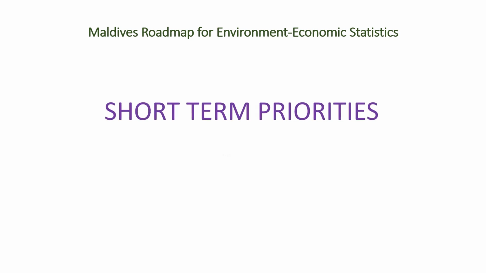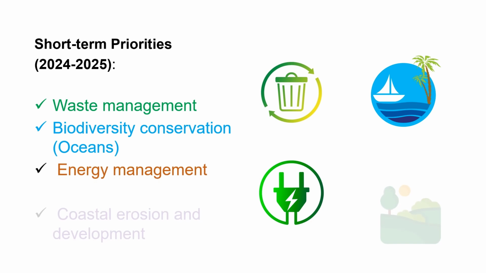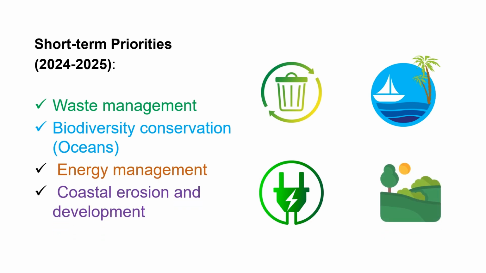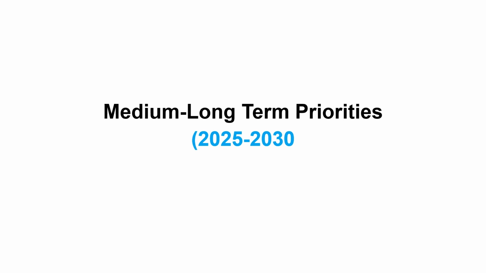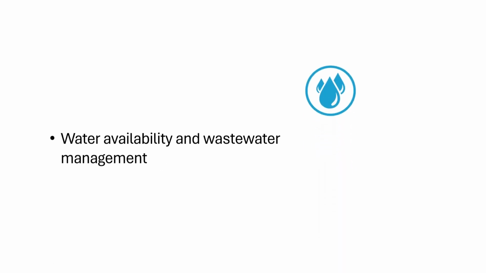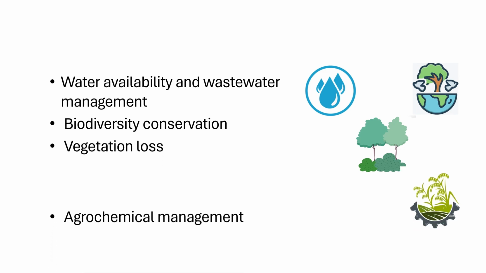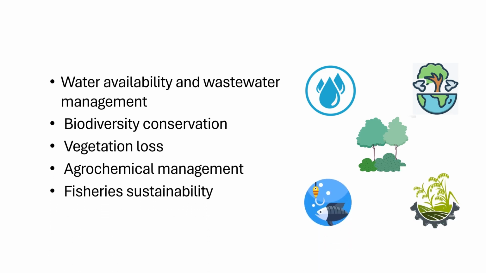This roadmap outlines the short-term priorities to be fulfilled within the years 2024 to 2025. The key priorities include waste management, biodiversity conservation, energy management, coastal erosion and development. Also, the roadmap further identifies the medium and long-term priorities to be committed within 2025 to 2030. These include mainly water availability and wastewater management, biodiversity conservation, vegetation loss, agrochemical management, and fisheries sustainability.